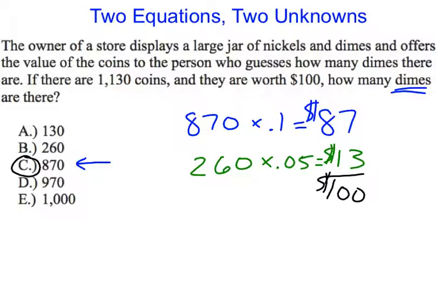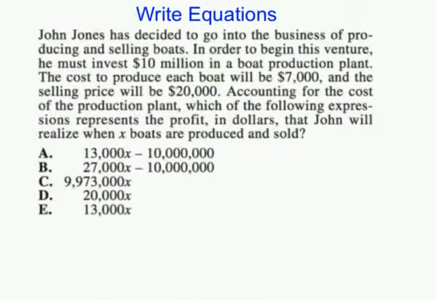So another big concept with word problems is writing equations. They're going to ask you to write an equation with unknowns in it, not actually solve it maybe. Sometimes you will, sometimes you won't. In this case, we're actually just going to simplify. So we are building a boat production facility. It costs $10 million. Each boat costs $7,000 to create, and we're going to make $20,000 per boat, the selling price will be. So if we're working that out, we need to think about the variables.